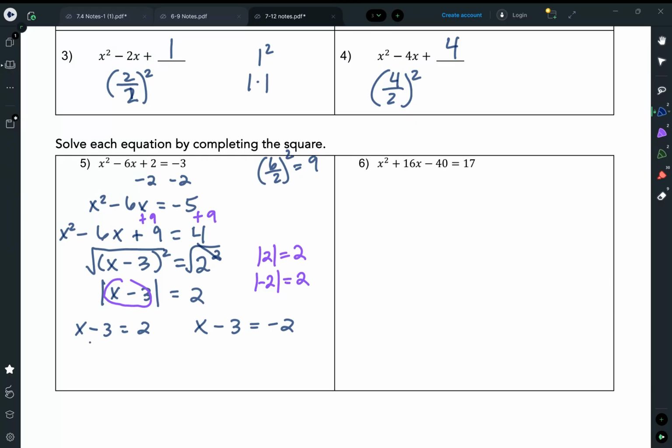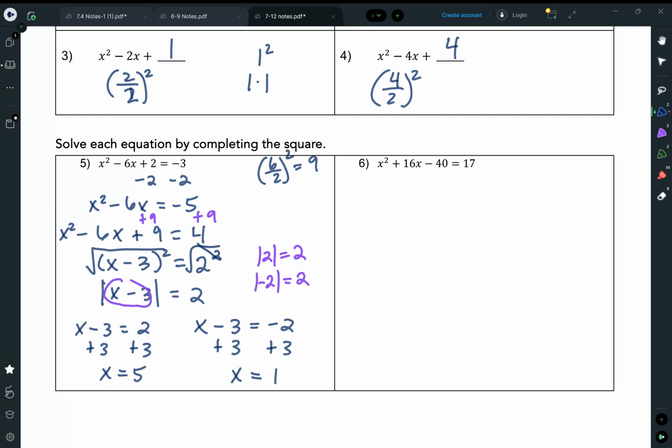To solve, we're going to add 3 on both sides. So we get x is equal to 5, or on the second one, we would get x is equal to 1. Notice we're showing all of our adding and subtracting on both sides. Make sure that you show all of your work steps as demonstrated in class.